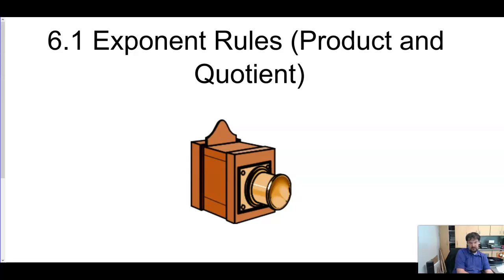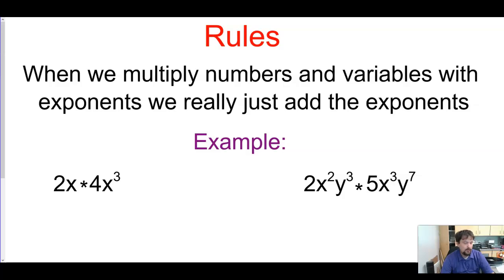Okay, so we're going to go over some exponent rules, in particular the product and the quotient rules today. Alright, so the first rule: when we multiply numbers and variables with exponents, we really are just adding the exponents.